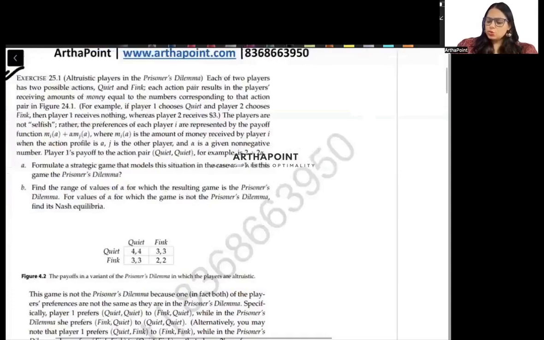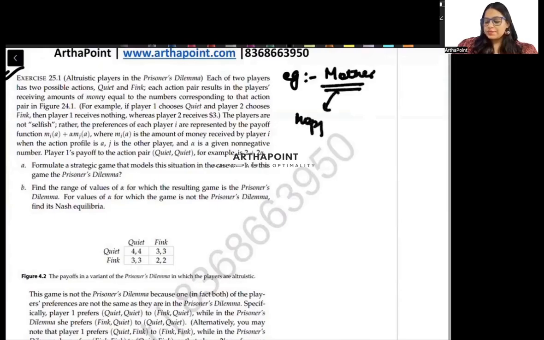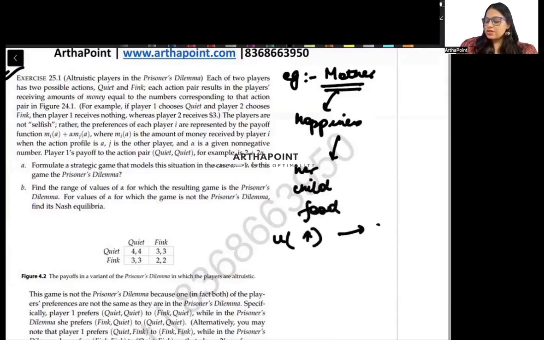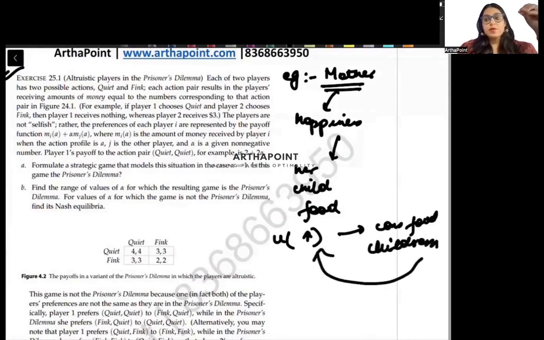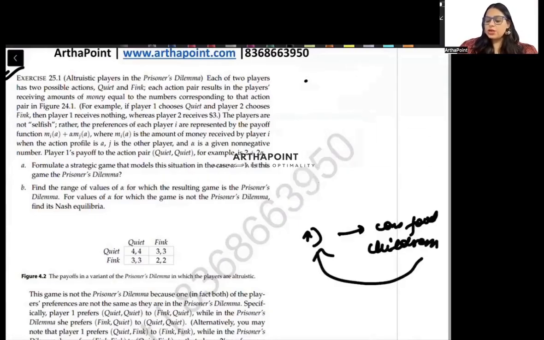तो usually to give an example of altruistic preferences, I give the example of a mother. A mother may get more happiness when her child gets food. Her utility increases when the consumption of food of her children increases. So she is getting utility from the consumption of the other individual. So she is altruistic in nature. Similarly, here we are saying that the players are altruistic in nature.